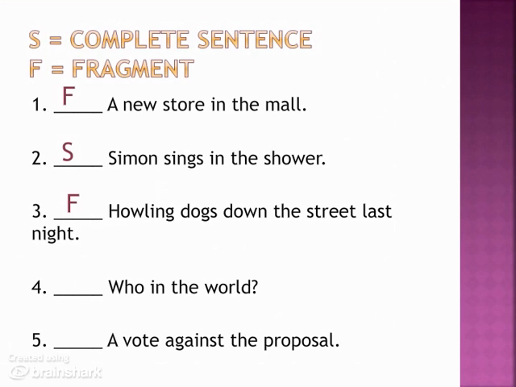Number 4, who in the world? This is also a fragment. Who is the subject, but we don't have a predicate. Who is not doing anything. Number 5, a vote against the proposal. This is a fragment. We have the subject vote, but the vote's not doing anything. Therefore, it's a fragment.